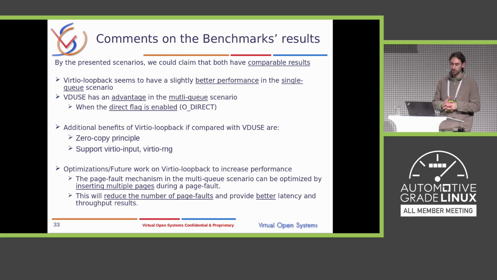Now, a few proposed optimizations and future work that we are going to reference again in the slides. It seems that we can increase the performance a bit by updating the page fault mechanism, the memory mapping mechanism. This can be done by inserting, for each page fault that comes in, multiple pages that we know the user space is most probably going to read or write. In this way, we'll reduce the number of page faults. Probably it will even improve the cache misses that are happening a bit.